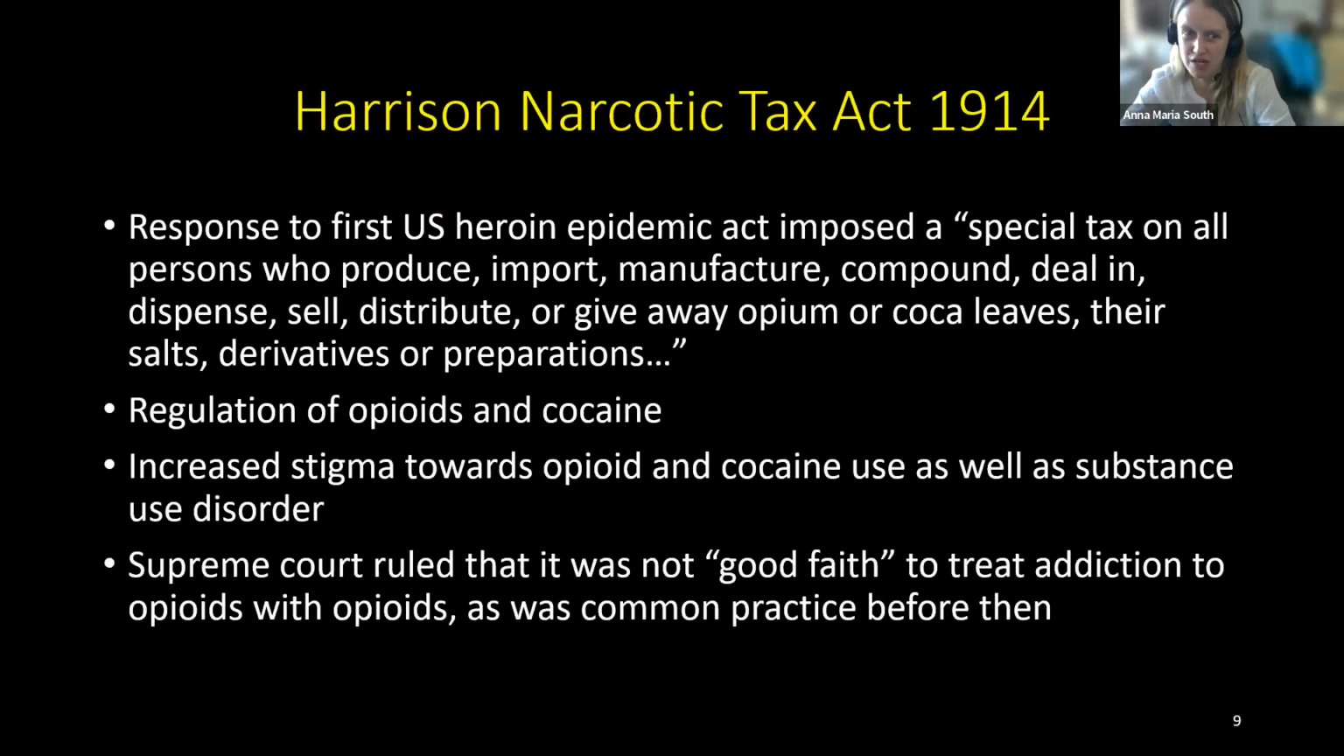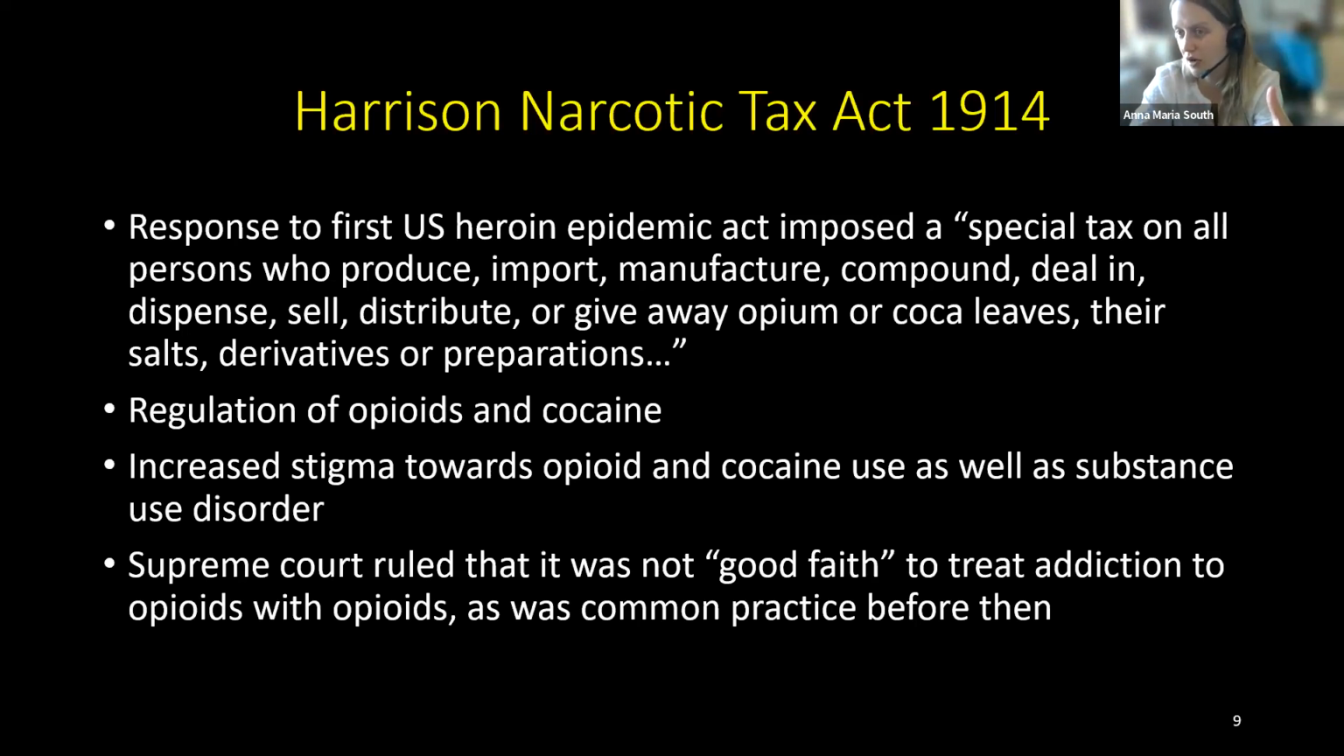So over 100 years ago, that's when the Harrison Narcotics Act was passed. This was done in response to the first US heroin epidemic. It was an act that imposed a special tax on all persons who, and I wanted to draw your attention to all the verbs that are used here: produce, import, manufacture, compound, deal in, dispense, sell, distribute, or give away opium or coca leaves, the salts, derivatives, or preparations. For those of you who have some background in legal or law, that's very comprehensive language and encompasses a lot of things.